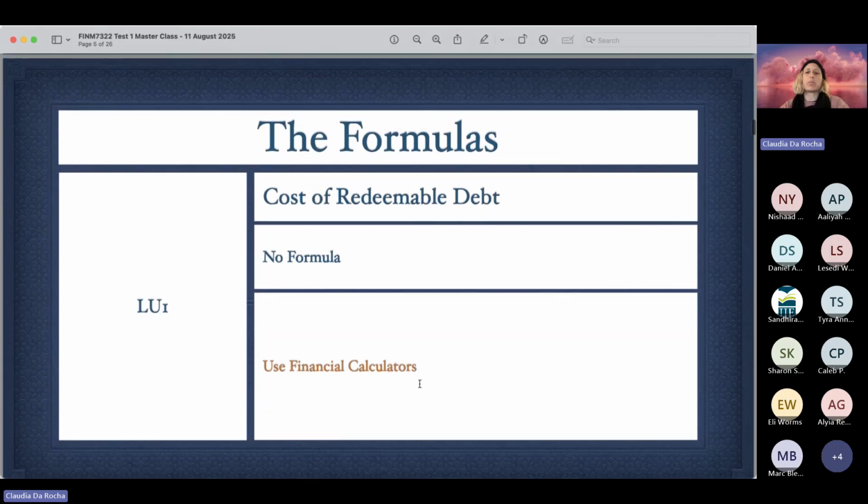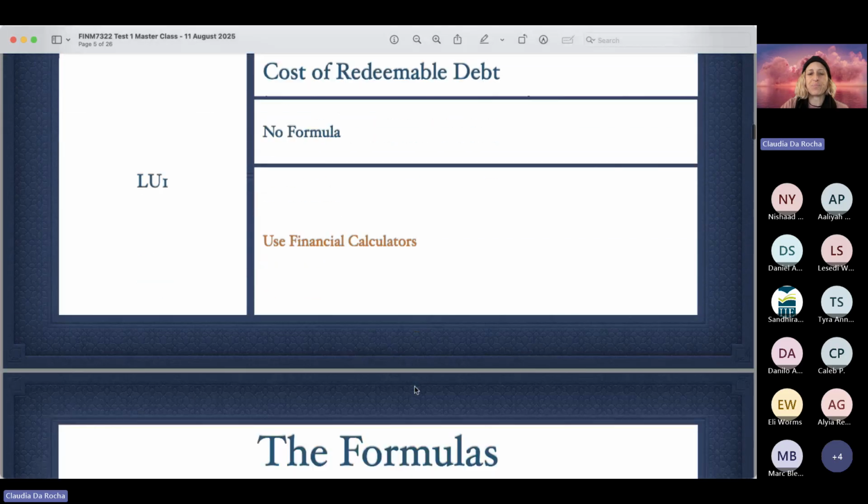Then we have your cost of redeemable debt. So your cost of redeemable debt or your redeemable debt itself is debt where you have a fixed maturity date. So you know in a certain amount of time that you will redeem the debt. There are no formulas here. Well, there is a formula. It's actually the one that we just showed you, but what it requires is interpolation. So for me, I say there's no formula. We use financial calculators, and the whole point is to calculate IRR, so internal rate of return, which we would have done in Financial Management 3A. So I will unpack that with you as well today.